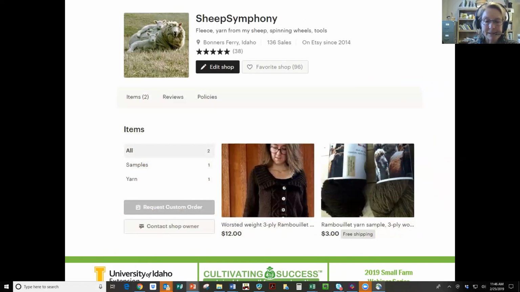Lots of fleeces. This is just I'm selling more of that same yarn. Samples for $3 with free shipping, and skeins for $12. There's a picture of Shelley Stone and a finished product from the yarn. Okay, going to move along here.